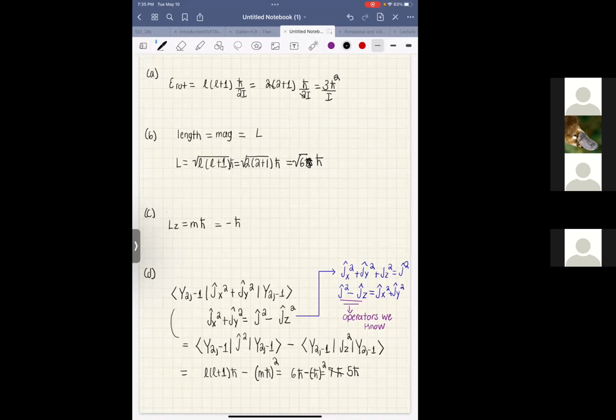And for the next part, it's asking you to find the expectation value for LZ. Since they're giving you M is equal to -1, this is the second quantum number on that wave function. It's just going to be negative H bar.